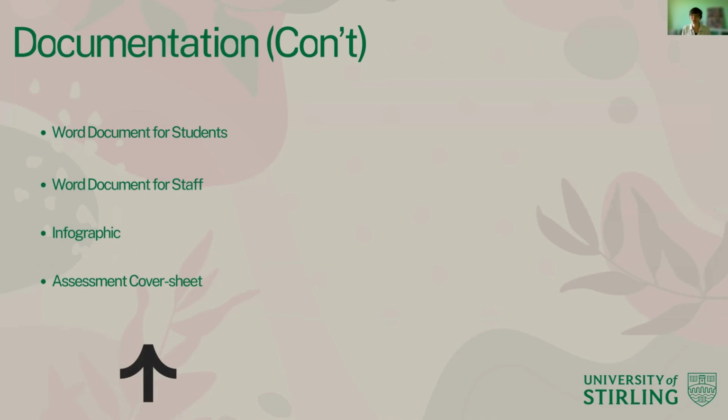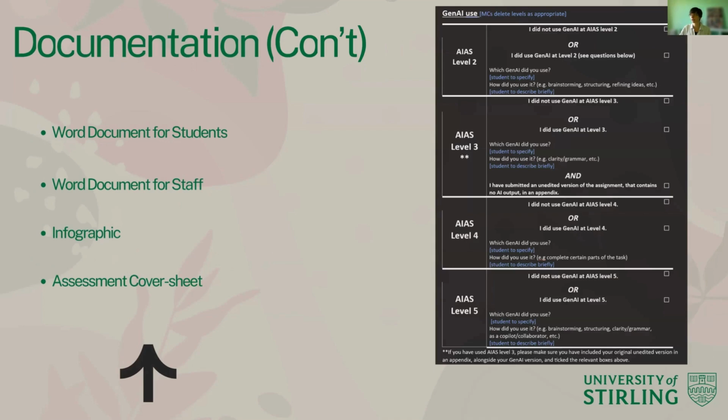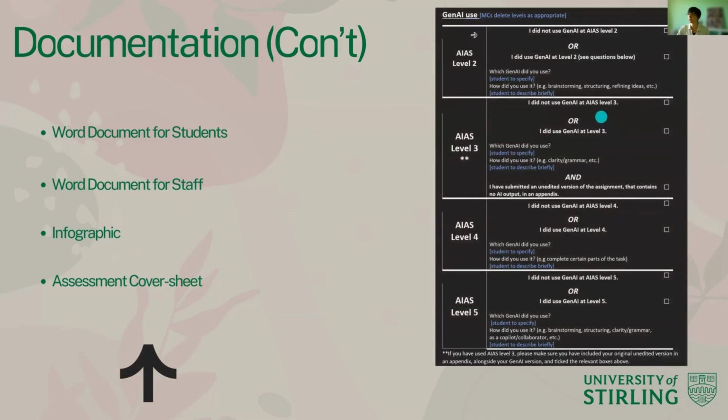Now, module coordinators didn't have to use this assessment cover sheet, but they could if they wanted to, and it looked something like this. So the module coordinators could delete the levels as they needed to. But for example, if you were allowing level 2 use, then you would just delete level 3, 4, and 5. This would be a part of your cover sheet for your assessment. And you would say, did you use it at level 2? You either put an X in this box, or I did use it, and then put an X in this box. And then which one did you use and how did you use it?